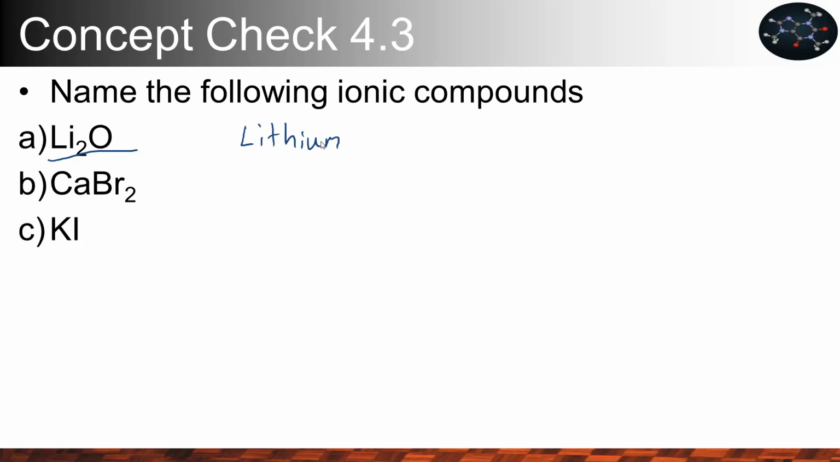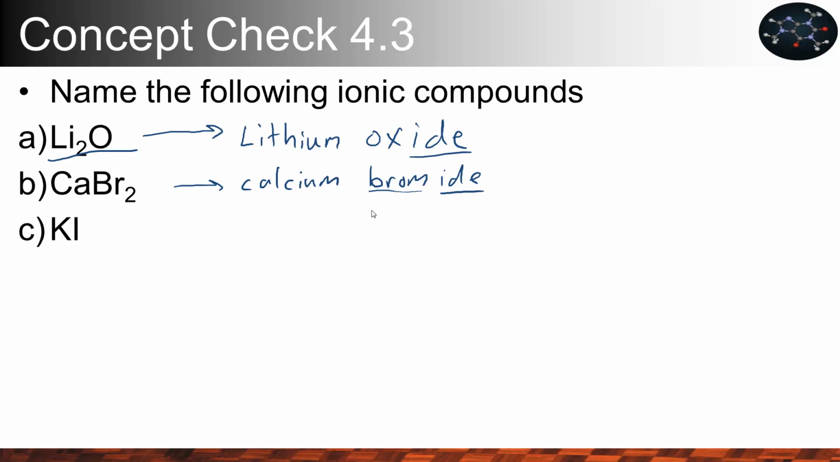So lithium is the first element. It doesn't matter that there's 2, we just still call it lithium. Ox is the root of oxygen. Ide says that it's part of an ionic compound, and this is the anion, or negative part. So lithium oxide is the name of the first one. Same idea for the second. Calcium bromide.